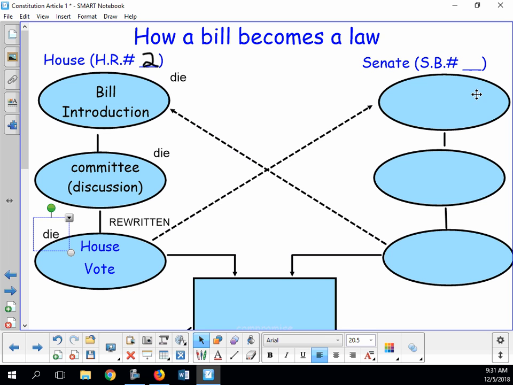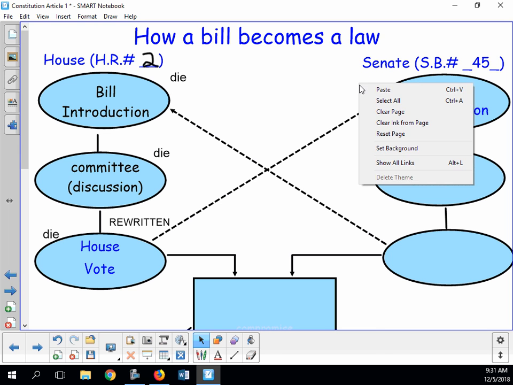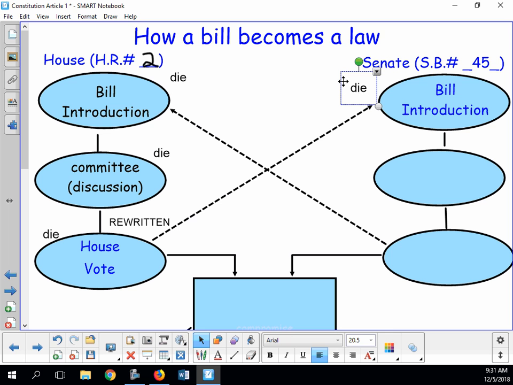Now, once again, we've got to have a number. So that number will be, let's say, 45, for them. It's just whatever is in order. They just take the bills and number them in order. There's no special formula for this. They just number the bill. Now the bill is introduced here. If it's introduced, then it's going through the same process as it did in the House. It's trying to work out whether this is something the Senate is interested in. And the Senate may say no, and it dies once again.